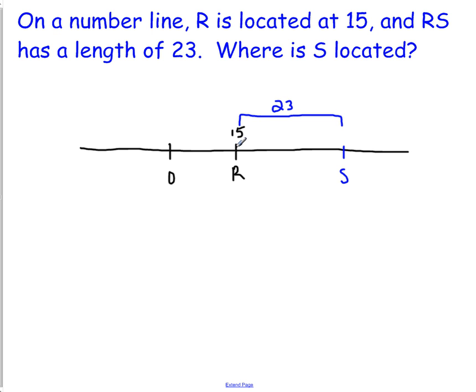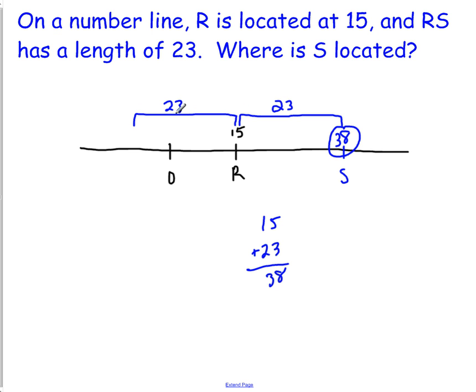Well, if we're at 15 and we're going 23 more, that's just going to be 15 plus 23, which gives us 38. So s is located at 38. Oh, but wait, how do you know that you had to go to the right? What if you went 23 the other way? So instead of 23 to the right, we went 23 to the left.